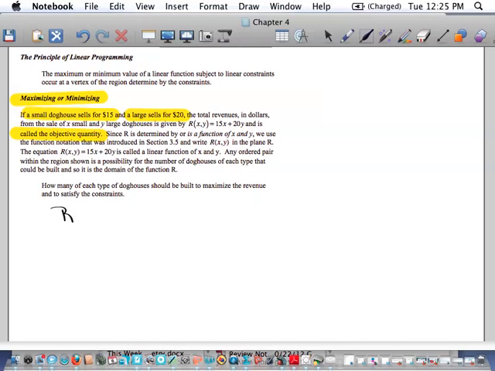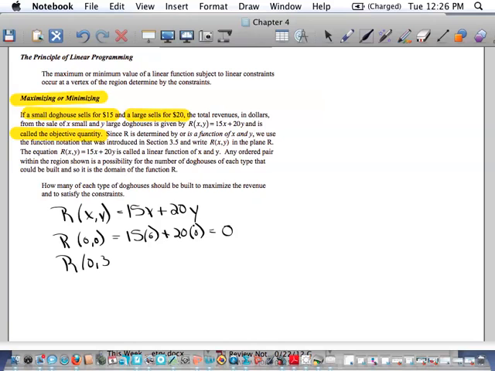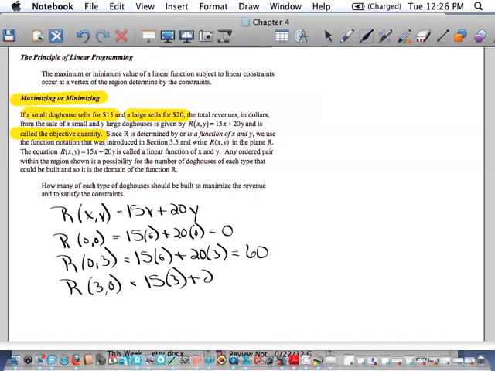We know our function is R(x, y) = 15x + 20y. So now we want to look at those vertices. We can look at R(0, 0). I'm not sure that makes a lot of sense, because the revenue then would be 0. So if he produces no doghouses, he makes no money. Another vertex was at (0, 3), meaning he produces 0 small doghouses but 3 large doghouses. So 15 times 0 plus 20 times 3, his revenue would be $60. Another vertex was at (3, 0), meaning he's going to produce 3 small doghouses but no large doghouses. His revenue would be $45.